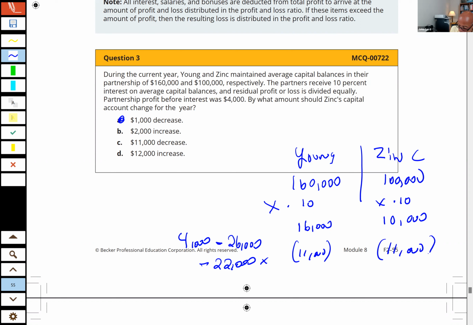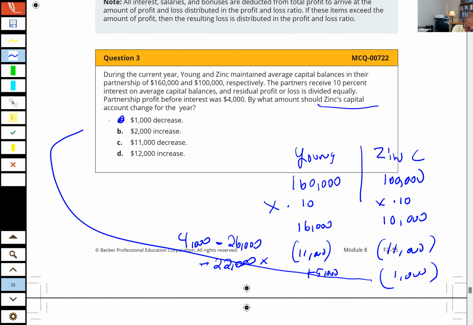And so at the end of all this, what happens? Young, although the question didn't ask us this, would be up 5,000 and Zinc would be what? Down 1,000, which was the question asked about Zinc, which was the correct answer that you saw there.